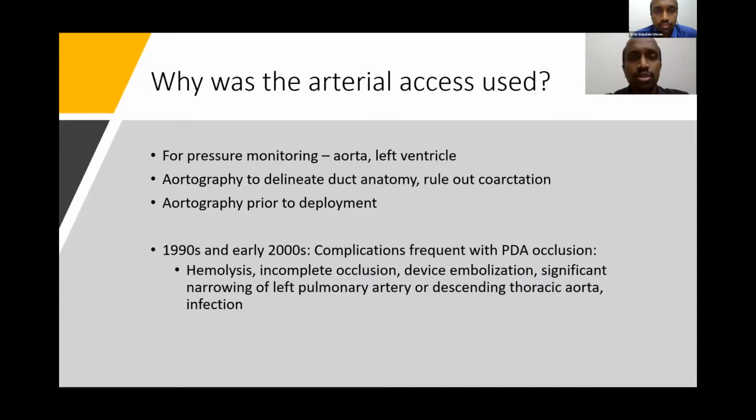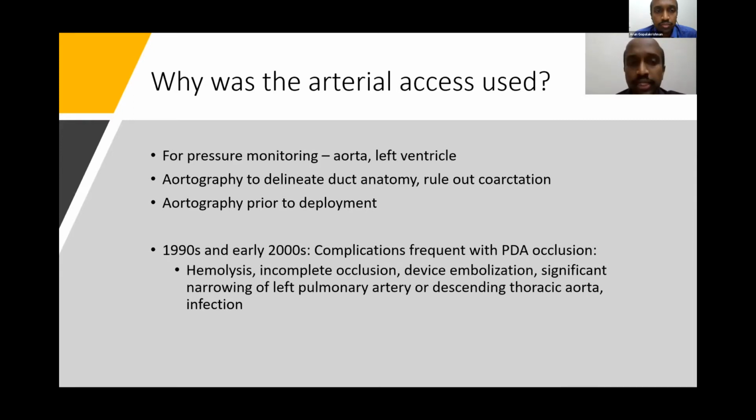Why was the arterial axis used so frequently in the earlier times? The advantages that arterial axis permits is pressure monitoring in the aorta and in the left ventricle. Aortography was almost a routine to delineate the duct anatomy and to rule out coarctation and to select the occluder for closing the duct. And aortography was done prior to deployment and post release of the device as well.